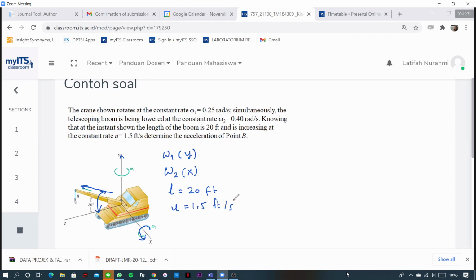The question is, find the total acceleration of point B. There are no specific words here, angular or linear, so this is definitely the linear total acceleration at point B. You combine it: it can rotate like this, it can also rotate about the x-axis, and it can translate with velocity u of 1.5. So what is the total acceleration?